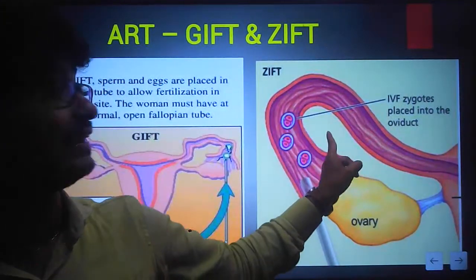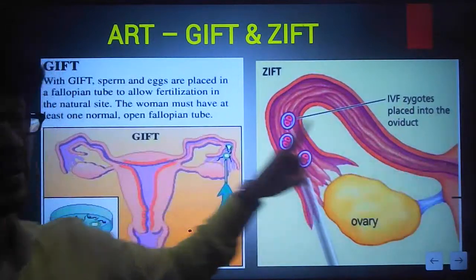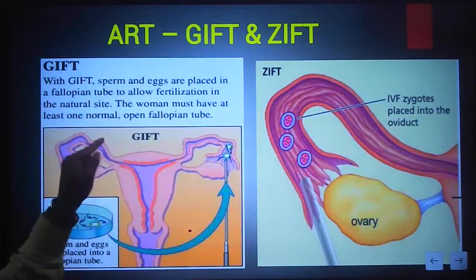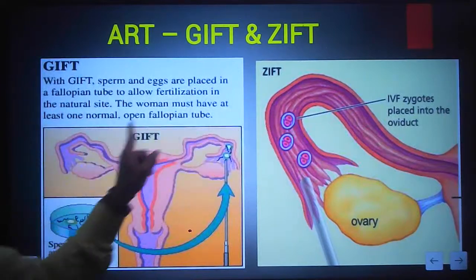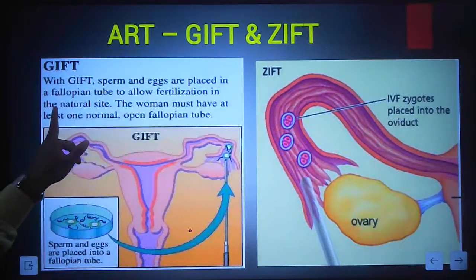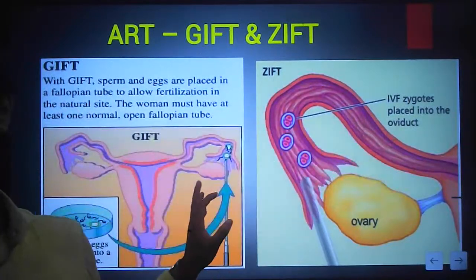But the fertilization happens outside the body. In gamete intra-fallopian transfer, fertilization happens inside the body. That makes the difference between zygote intra-fallopian transfer and gamete intra-fallopian transfer, and you should be clear on this area.